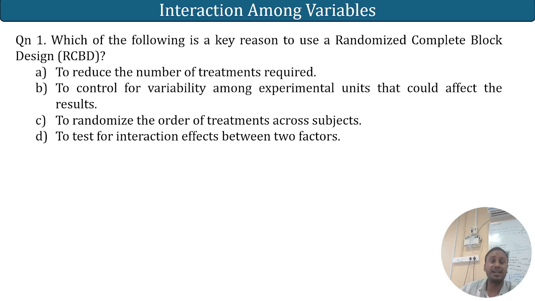What is the third option? To randomize the order of treatment. Randomization is part of design, not the key reason. What about the fourth one, the interaction? In the case of RCBD, there will be no interaction. Interaction comes into the picture only when we go with two-way ANOVA. So for the first question, we have the answer B.